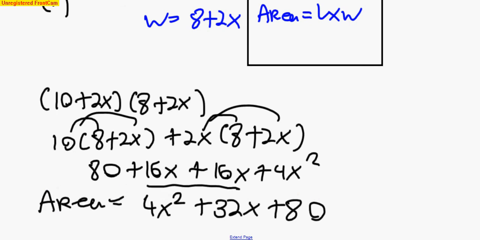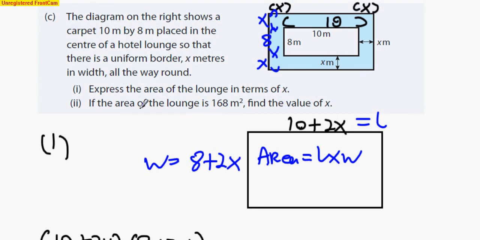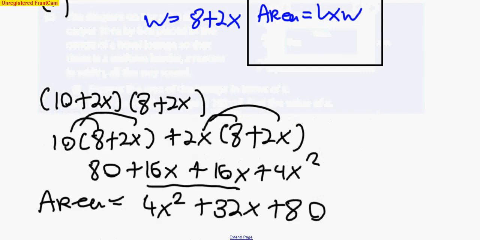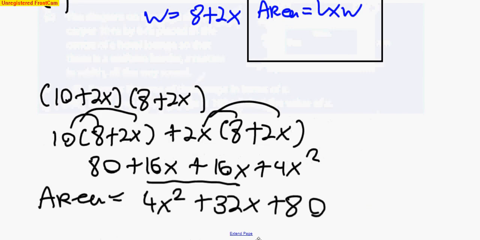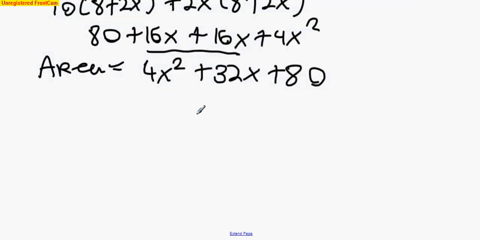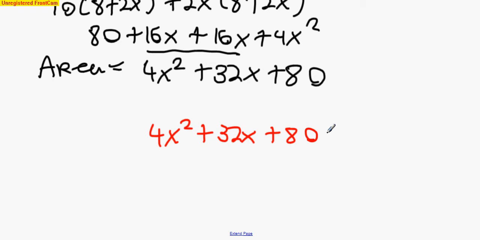Now, if the area of the lounge is 168 meters squared, find the value of x. So what we now know about this question is that 4x squared plus 32x plus 80 equals 168. Divide both sides by 4 because both sides can be divided by 4.